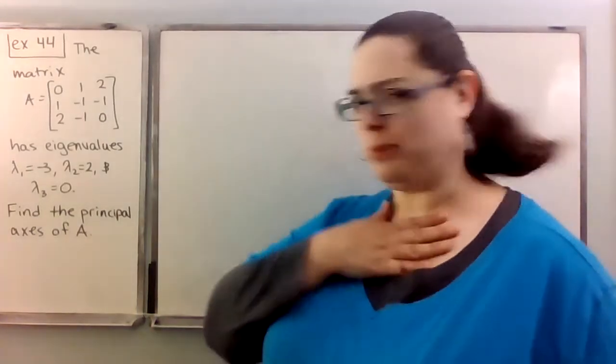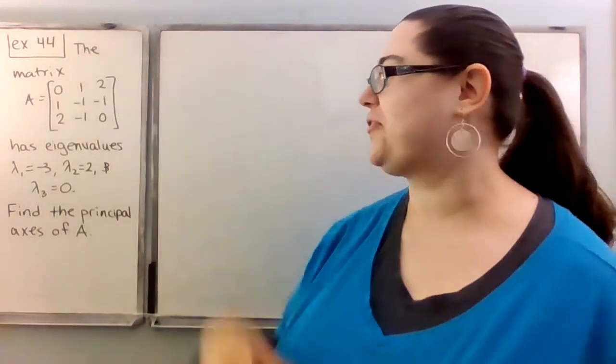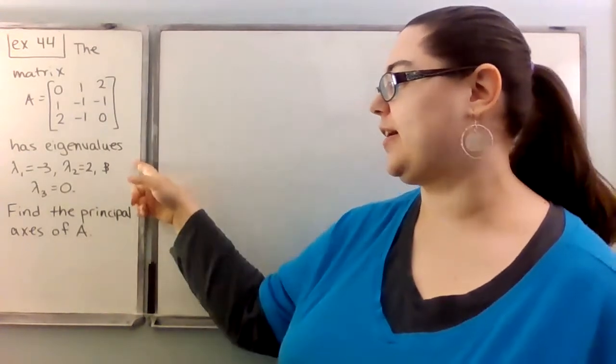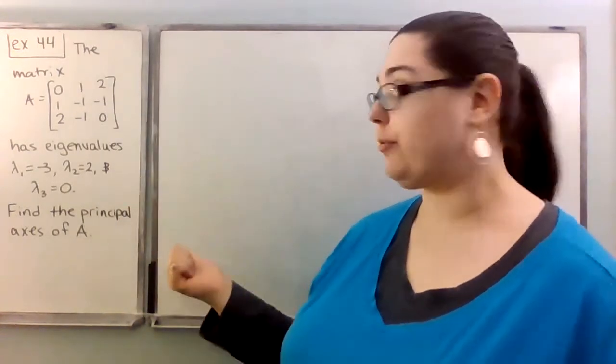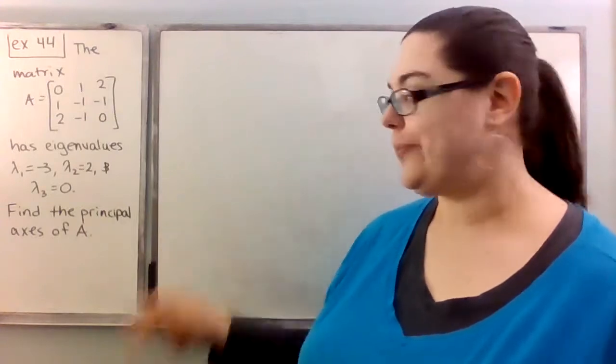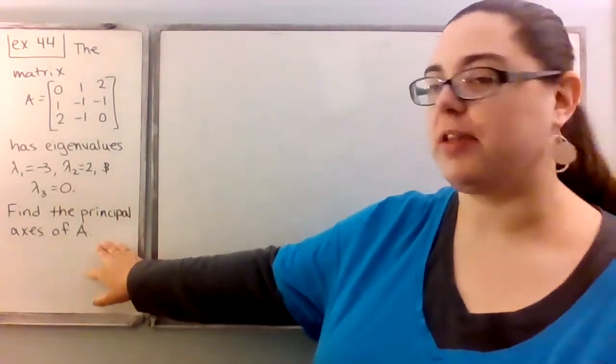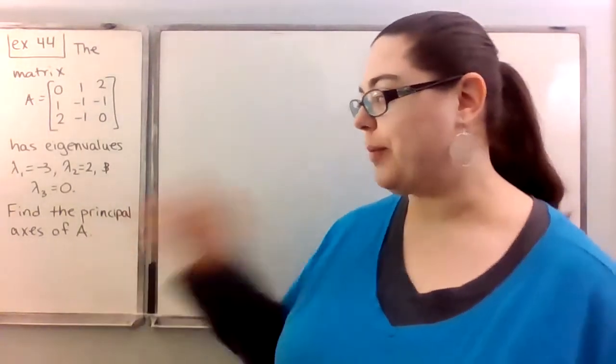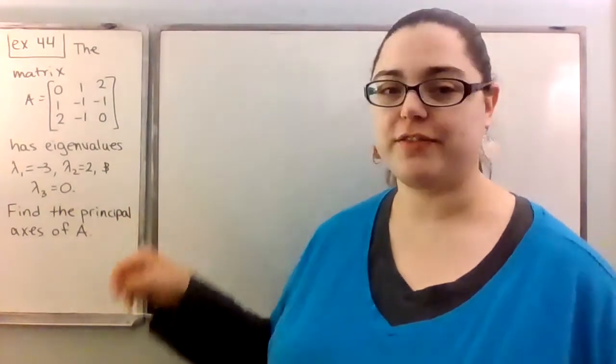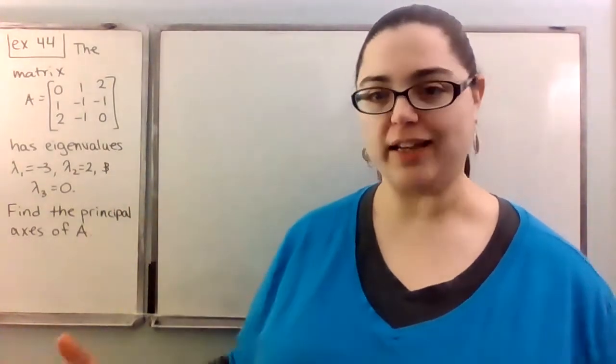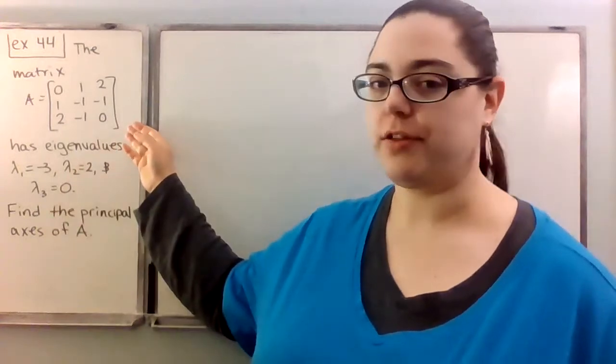Alrighty, so, excuse me. Example 44 says this matrix A has eigenvalues of -3, 2, and 0. And they'd like us to find the principal axes of A. So remember, the principal axes mean they want us to find an orthonormal collection of eigenvectors for this matrix.